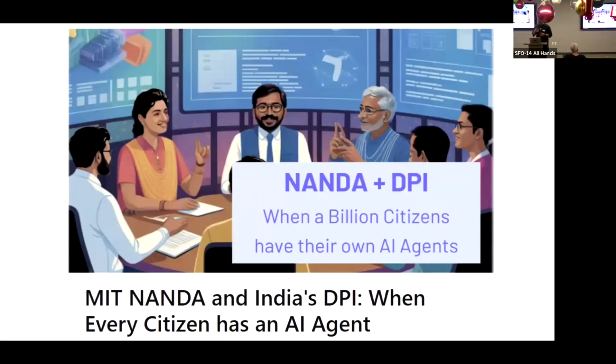And the reason why countries like India and Estonia and UAE and some other places are very exciting is because they already have the digital rails. They have identity systems, they have payment systems, they have bank accounts, all laid out. So it's very easy for entrepreneurs to go and build something on top of that.